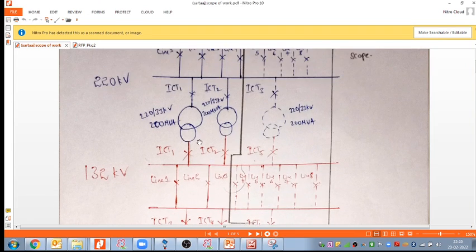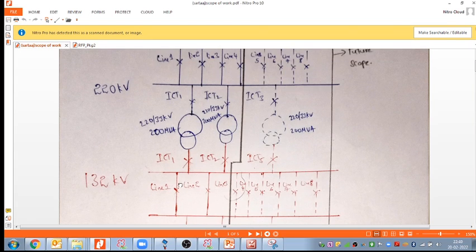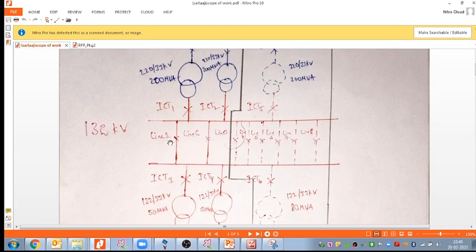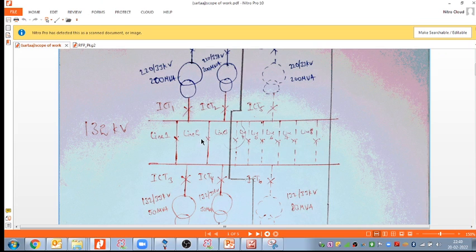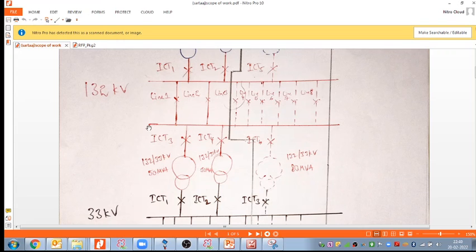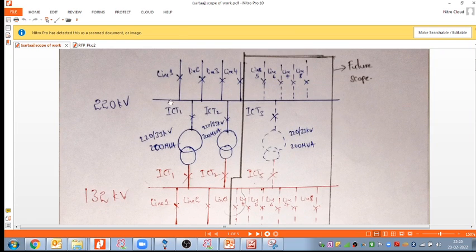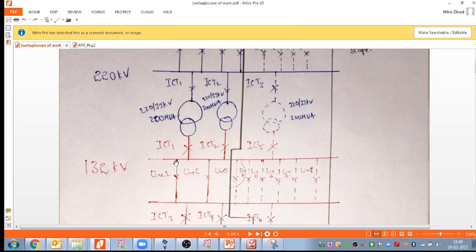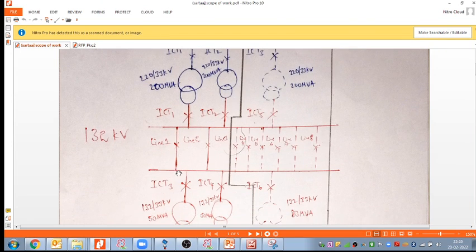Yeah. And then ICT1, ICT2, this much is fine, that this is a 132 kV system. Okay, two ICT bays. What is this line bay? That is going from 132 kV to this. This is your 220 kV bus, and here your 132 kV bus. And this one line bay, where is it going? The line bay is going to here. What is this? That is not correct. Okay, sir.